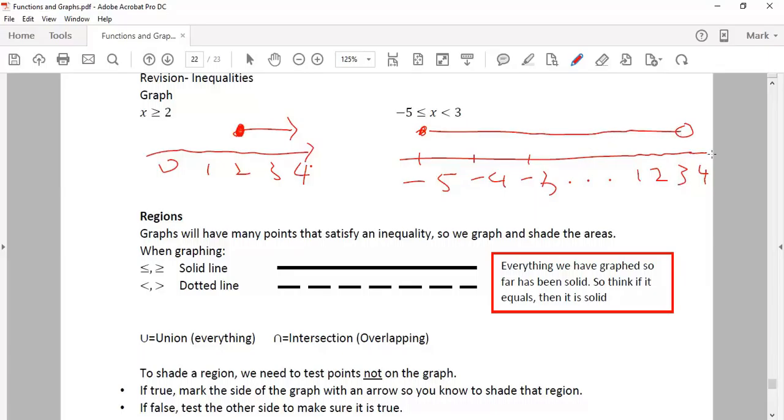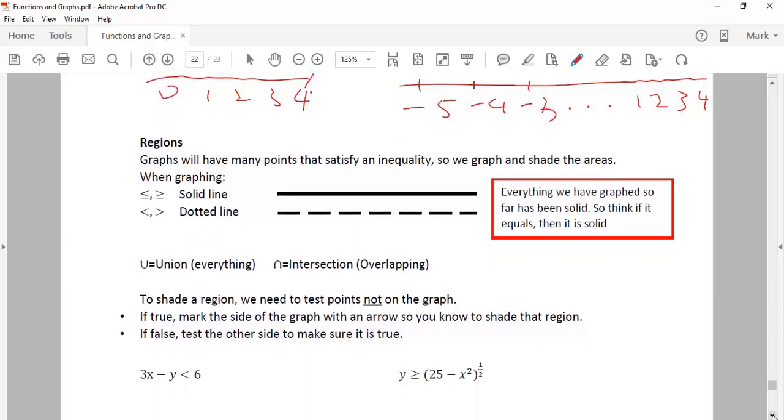So now we're going to actually do it with proper graphs, so not just a line. So before we start, remember if it's equal to, it's a solid line. So similar to how there's a solid dot, it's going to be solid. So just think of all the graphs we've done so far have been equal, so always solid line. And if it's not equal to, it's just a dotted line.